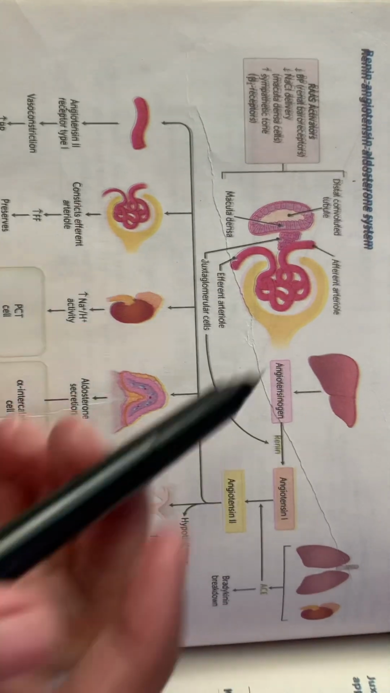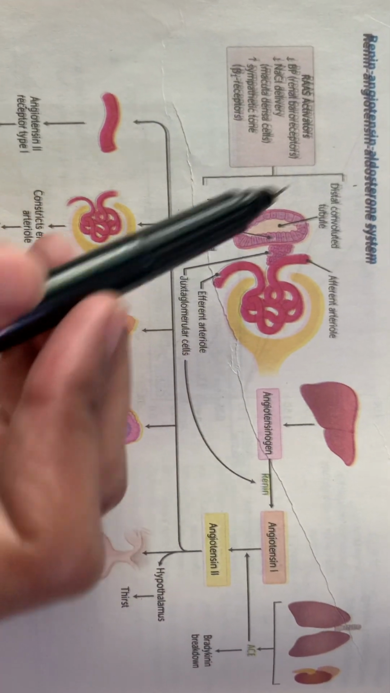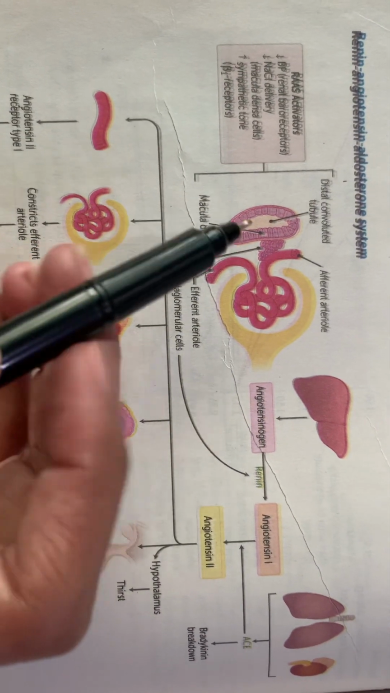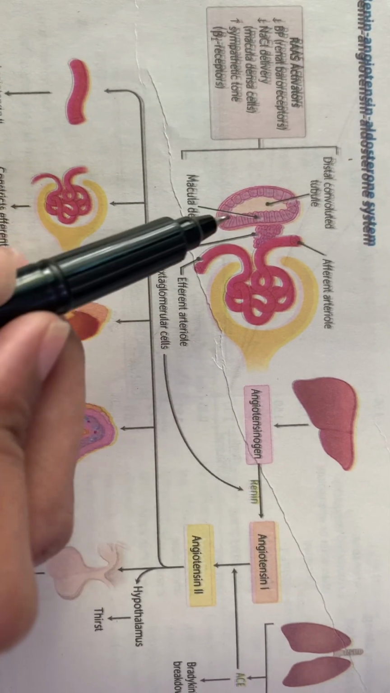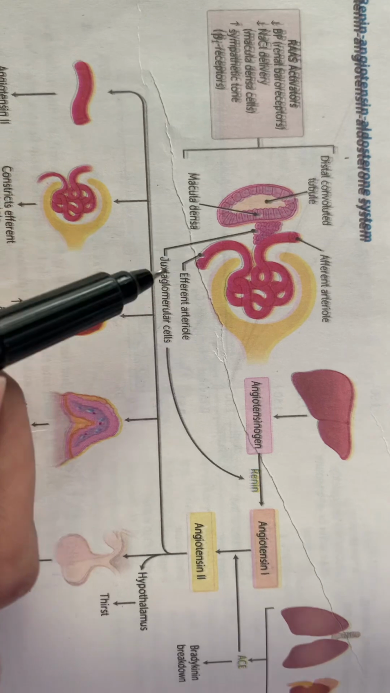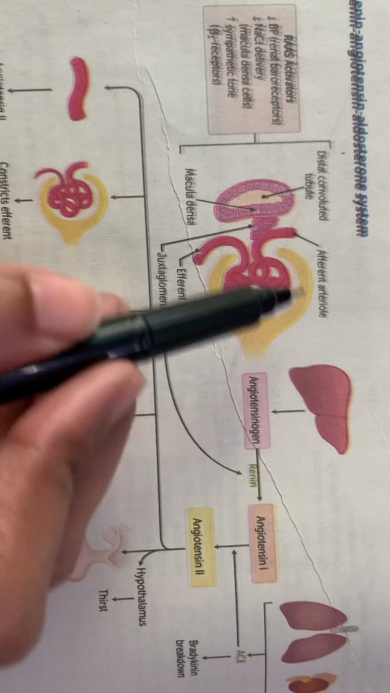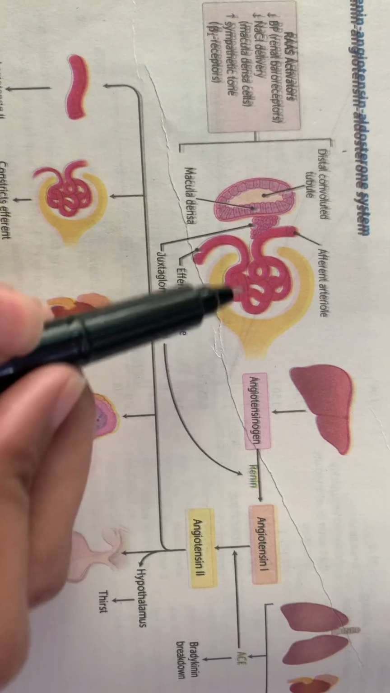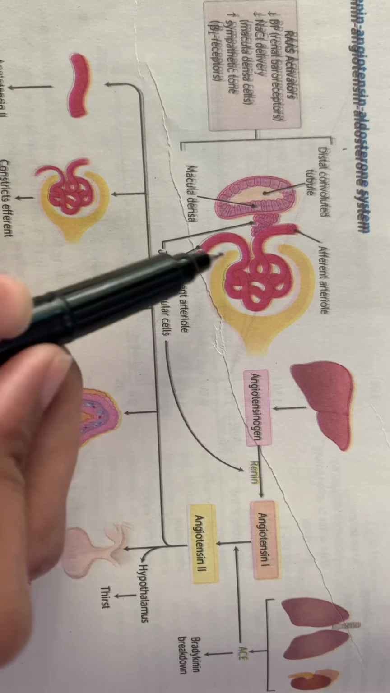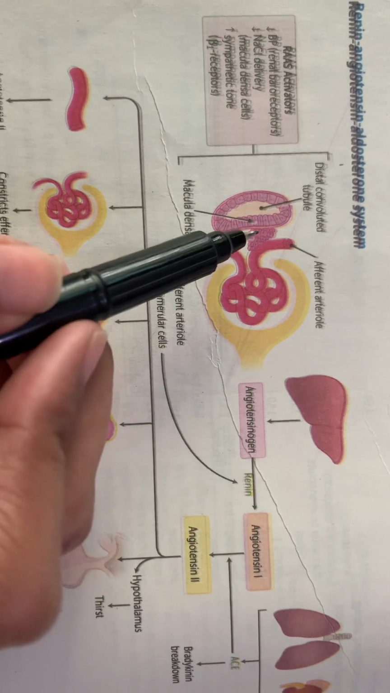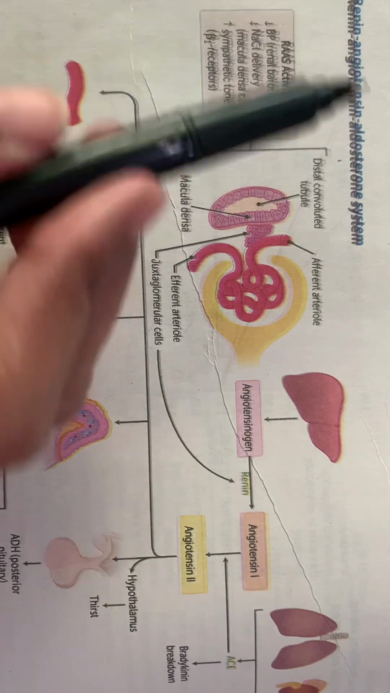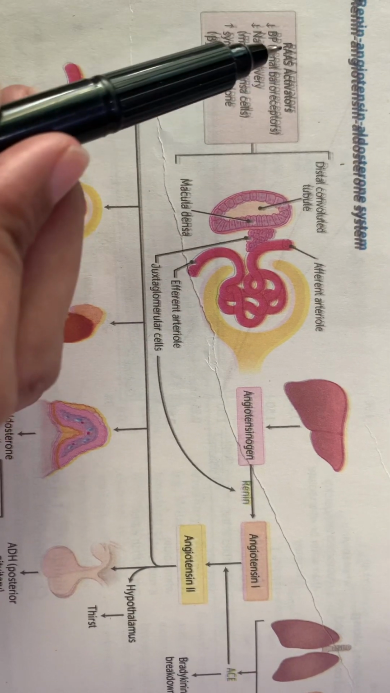Coming towards the Renin Angiotensin Aldosterone system, here we can see the same structure, distal convoluted tubules having macula densa cells, and glomerulus having afferent arterioles, network of the capillaries leaving as the efferent arterioles, and these are the juxtaglomerular cells.